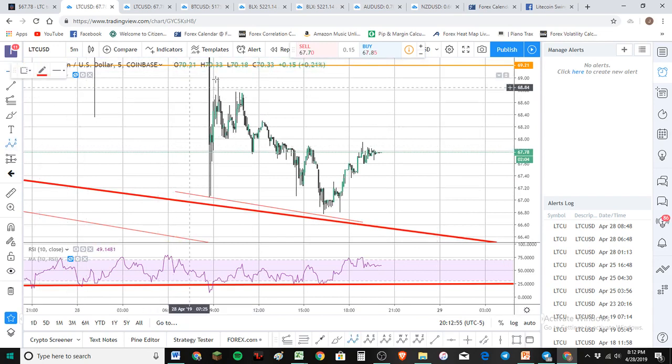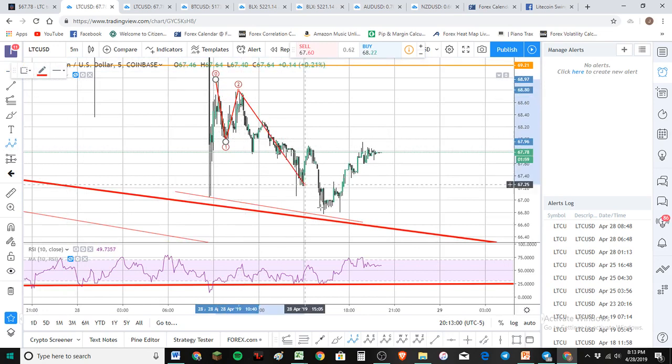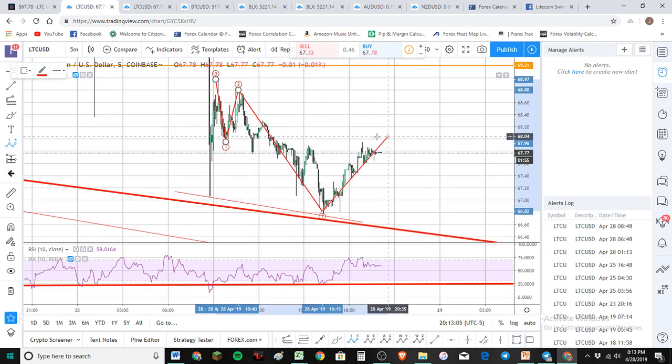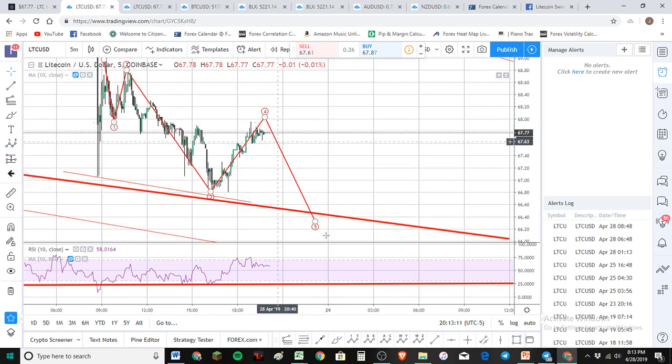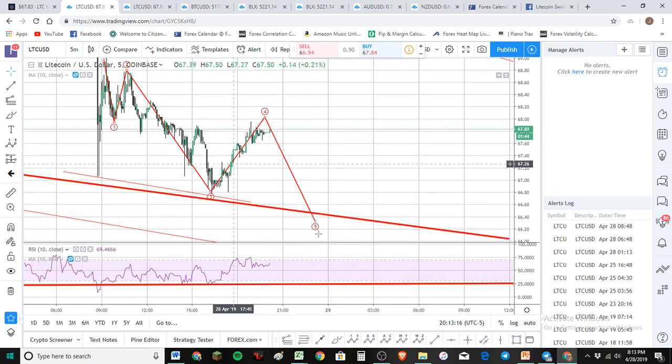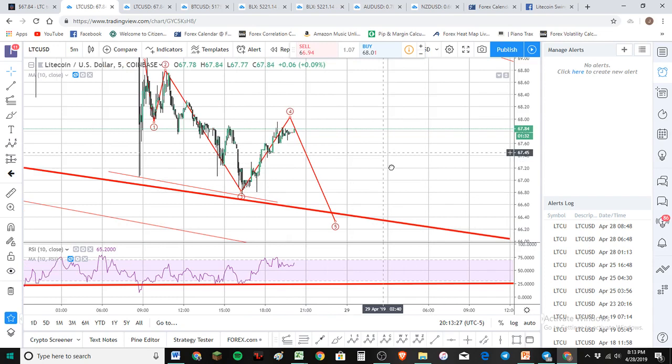Here's a potential count. We've got 1, 2. Okay, all this is 3. This is actually 4 being created right here. Then we're going to come down for 5, and then we'll finish. Now, if we go down from here and make a new low, that's the 5th wave of this wave. That means we're at the bottom. We either wait for that 1 wave to come up and then the 2 wave, or we could have a more risky entry and enter when we see 5 waves coming down. So that's a potential count.